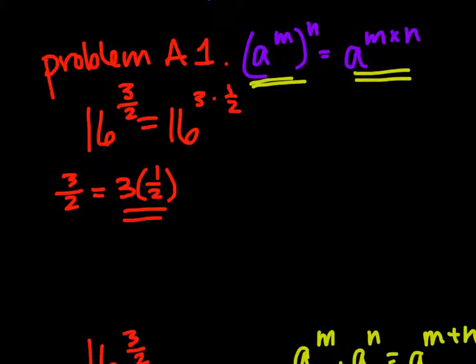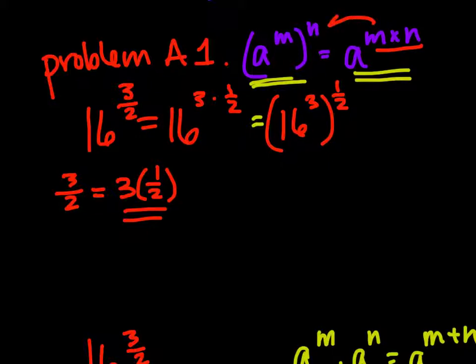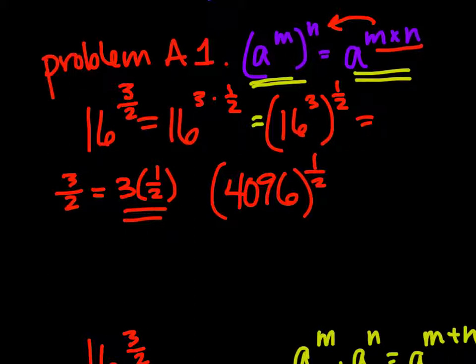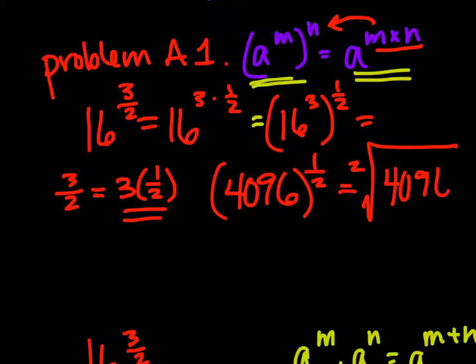So we have 16 to the third raised to the half. If you notice, I went from here and now I'm going to here. 16 to the third, we could rewrite as 4,096, and then we need to do the exponent of a half, and we know that a half as an exponent is also equal to the square root. So the square root of 4,096 is 64.